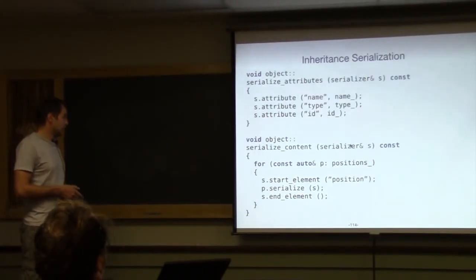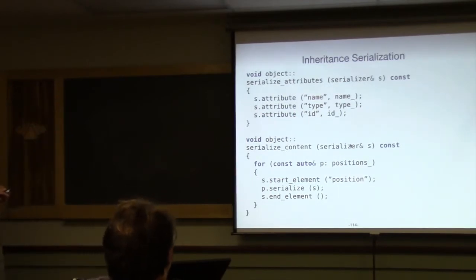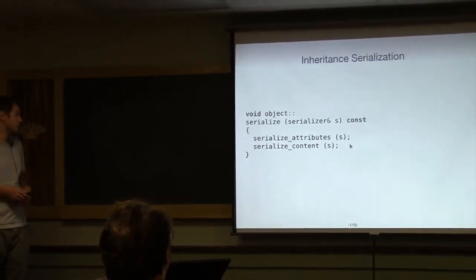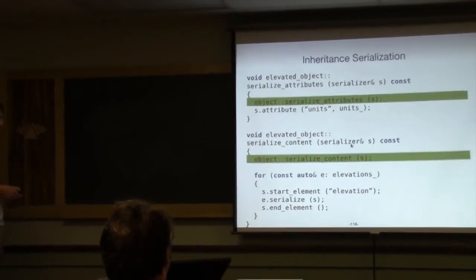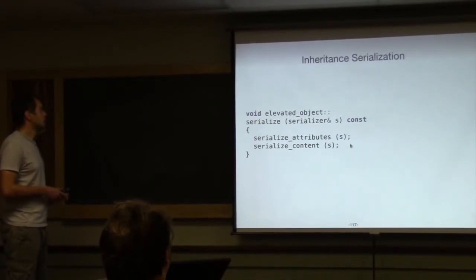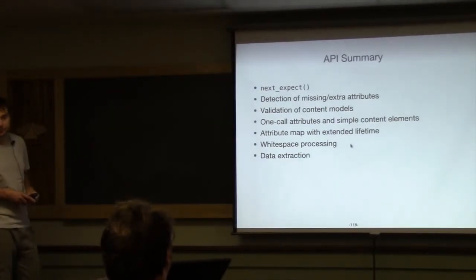So the way to fix inheritance in serialization is to split this function into two. One will serialize attributes, the other content. And the serialize simply calls them in the correct order. I bet you can guess what the implementation of the elevated object serialization will look like. So we just call the base functions. And the serialize looks exactly the same. And that's pretty much it for the API.